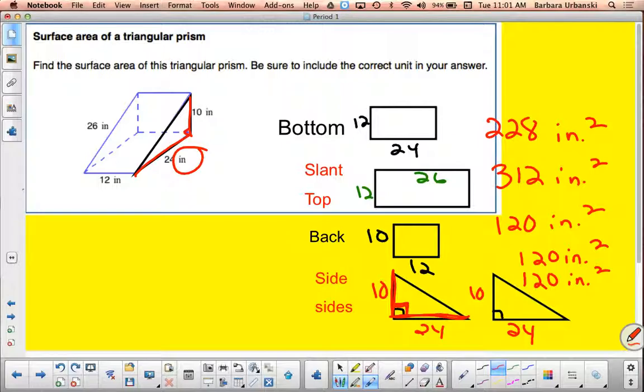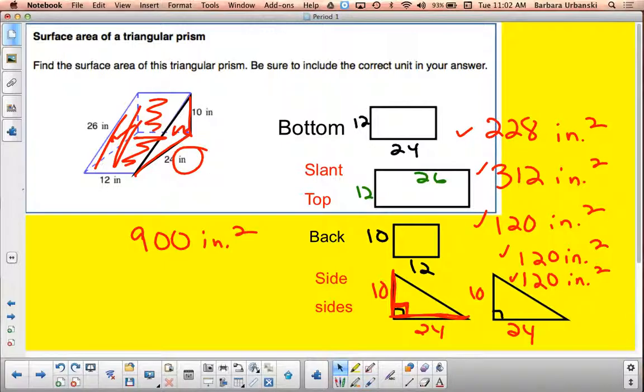So now I'm looking, and I've got 5 faces, and I do in fact have a base, 1, a back, 2, a top, 3, and then 2 sides, 5. So I should have all of my sides. I'm going to go ahead and find the sum of 288 plus 312 plus 120 plus 120 plus 120, and we should come up with a sum of 960 inches squared. And that would be your surface area of your triangular prism. And that's it.